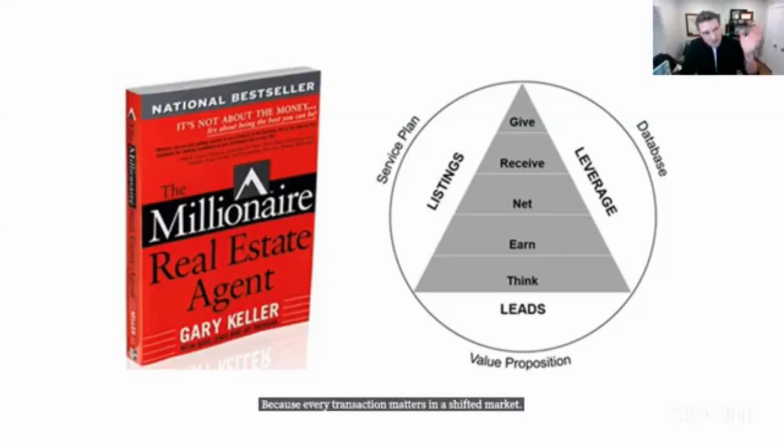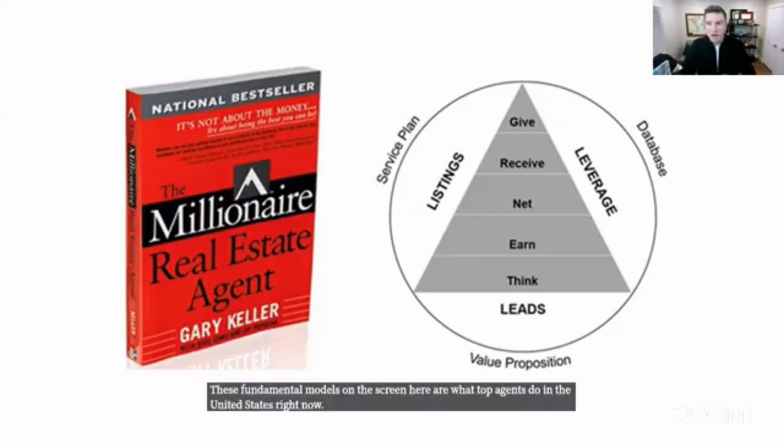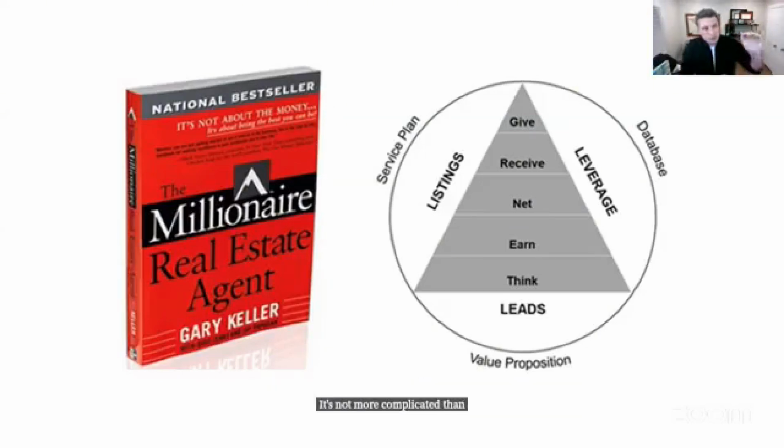These fundamental models on the screen here are what top agents do in the United States right now. It's not more complicated than this. They focus on leads, listings, and leverage in that order.